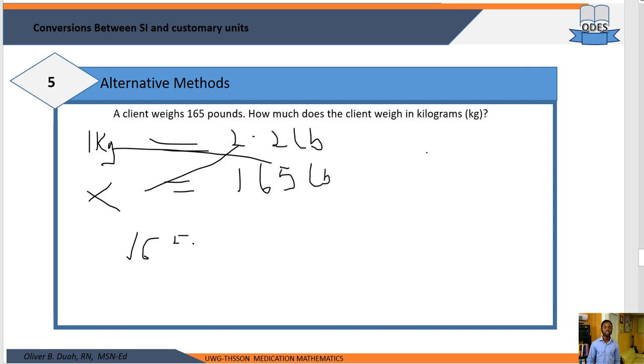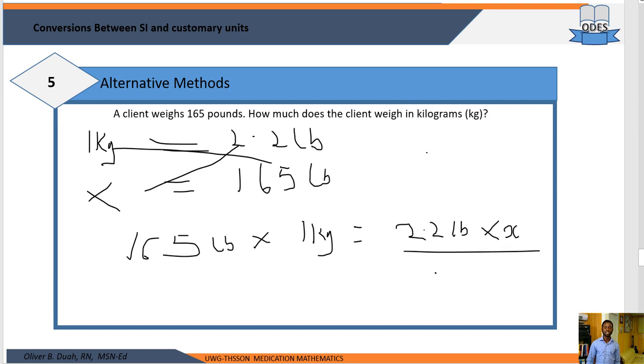Okay, so let's cross multiply, and so we have 165 pounds times 1 kilogram equal to 2.2 pounds times X. So to find X, we divide each side by 2.2 pounds. And we divide this side also by 2.2 pounds.